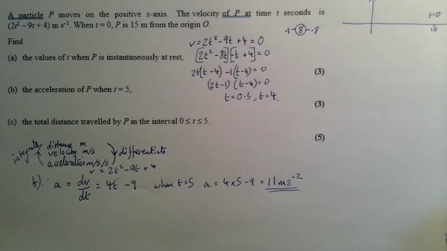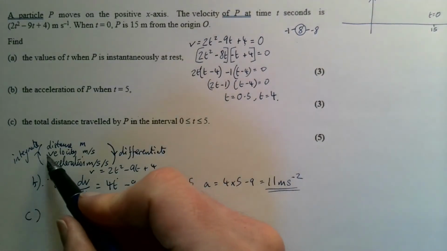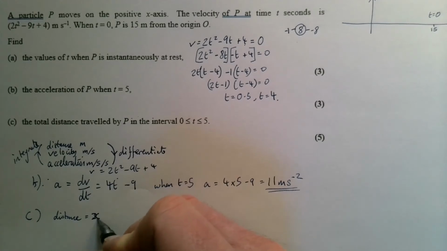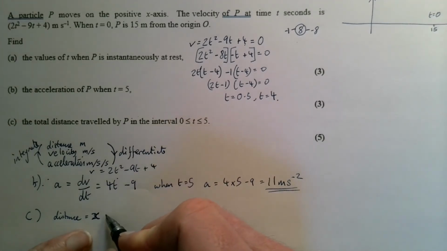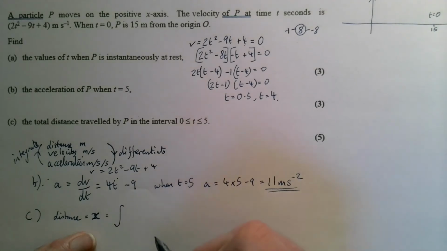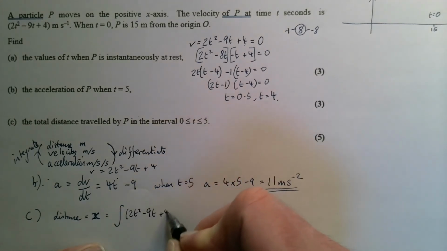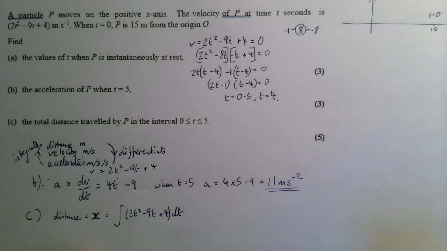Now it gets a little trickier when we get on to the total distance covered. The first thing to do is we need, because we're talking about distance, we're going to need to integrate the velocity. So we can say that distance, which is normally called s, isn't it? Although quite often people like to call it x so they don't get confused with the seconds that are around. So okay, so let's do that. If we call it x, it is going to be, and for the integration we use that symbol, don't we, of the velocity, which is 2t squared take 9t plus 4 dt.